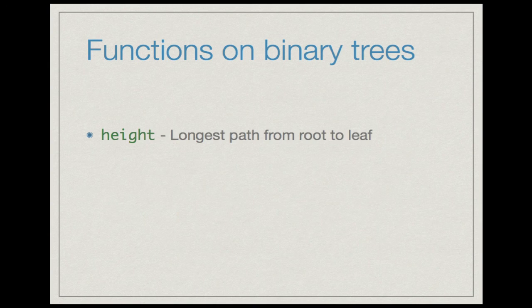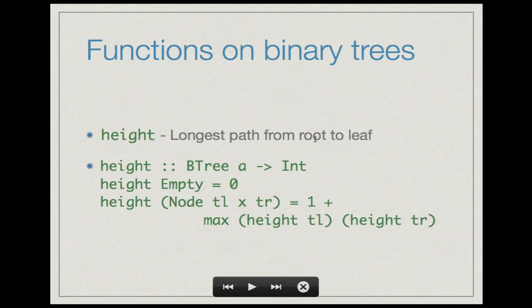Here is another simple function on binary trees, height, which gives the longest path from root to leaf. Height is a function with signature b tree a arrow int. Height of empty equals 0 because there are no nodes at all. The root is the same as the leaf. Height of node TL x TR equals 1 plus max of height TL and height TR. If the left subtree had height 4 and the right subtree had height 3, then the tree itself would have height 5, because 5 is 1 plus max of 4, 3.